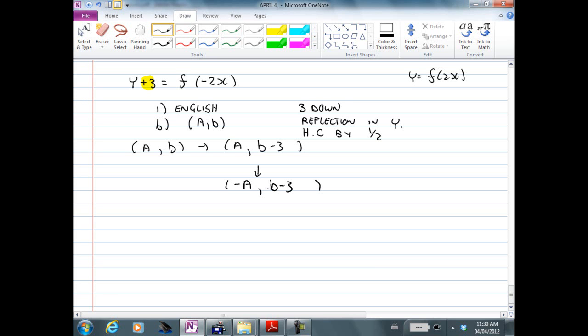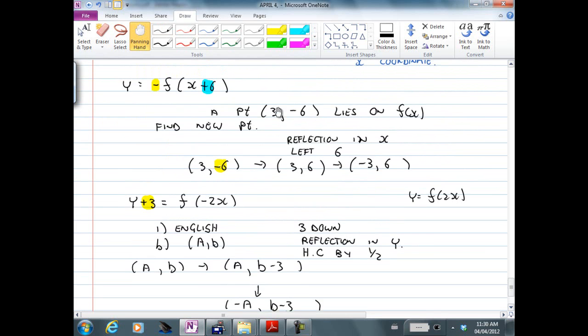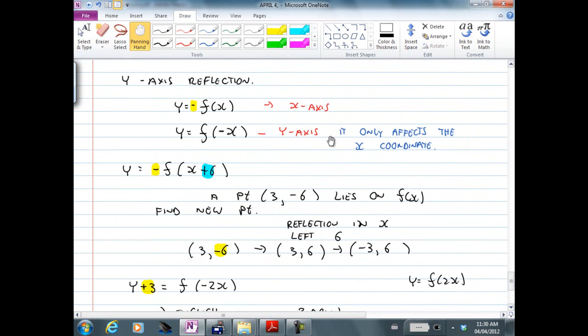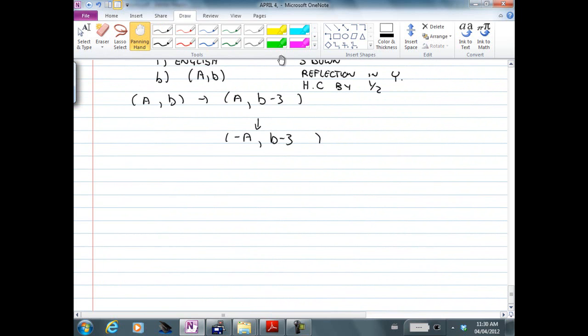Whoa, whoa. If you're reflecting the y, right? What changes? The x coordinates. Go back to my notes. It only affects the x coordinates. What if you have something up there?